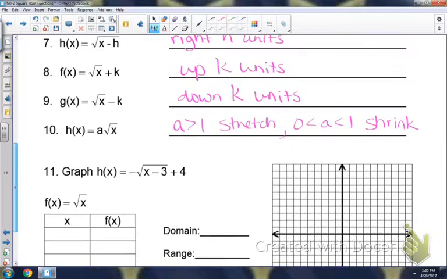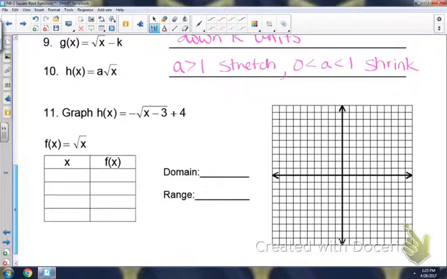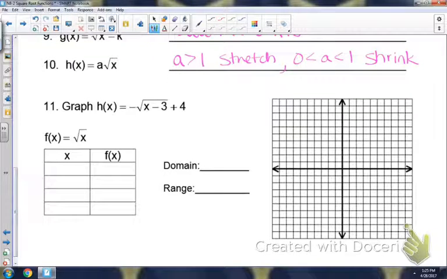Alright, now let's look at multiple transformations. So we have our parent function table here, f of x equals square root of x. Let's go ahead and plug in our values. So our values on the square root of x are 0, 0, 1, 1, 4, 2, and 9, 3. Alright, let's write our transformations down. The negative in front reflects it.